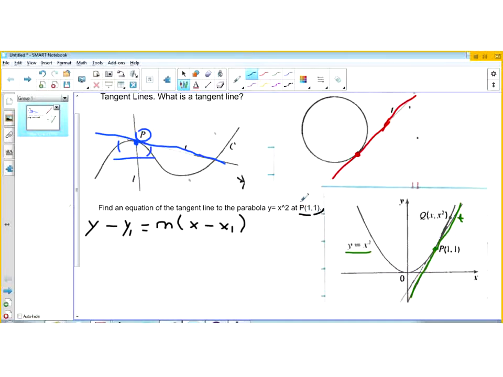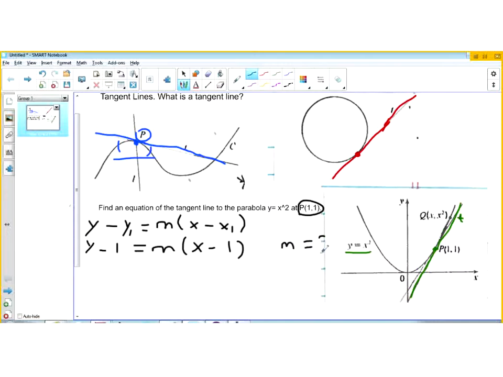So we already have x1 and y1. It's right here in the definition of the point. So we can plug those numbers in. So we have y minus 1, because y sub 1 is equal to 1, is equal to m times x minus x1, which is 1. So let me plug in 1 for x1. Okay, so we're getting closer to the equation of the green line. So what's missing? Well, obviously, we need a value for m.